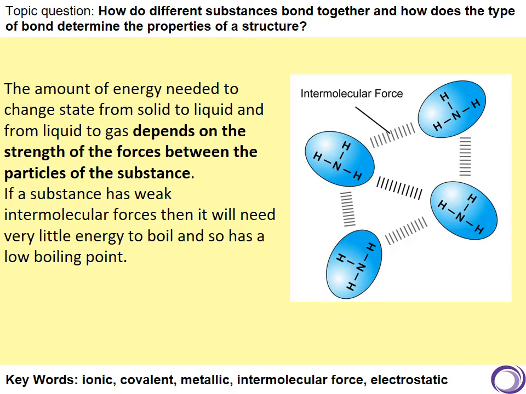So the amount of energy needed to change a substance from a solid to a liquid will depend on the strength of the forces between the particles of the substance. If this intermolecular force is weak, then it will take very little energy and the substance will have low melting and boiling points. If the force between the molecules is strong, then a lot of energy is needed to be able to turn them to a liquid or a gas, and therefore they will have high melting and boiling points.